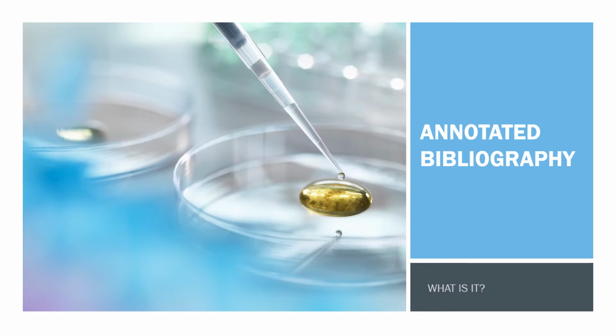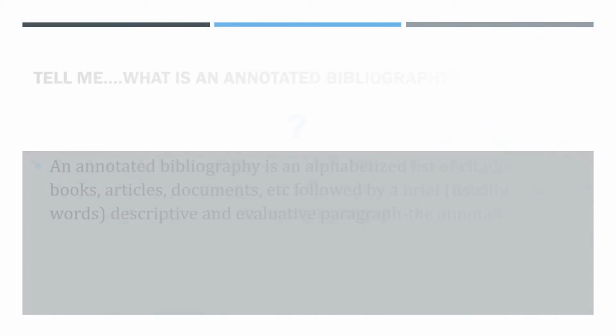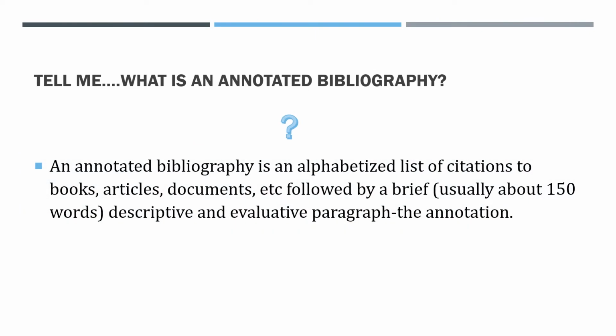Well, an annotated bibliography is an alphabetized list. You will hear me say alphabetized quite a bit. Make sure you alphabetize your list. An alphabetized list of citations to books, articles, documents, movies, interviews, whatever you use in your research paper.